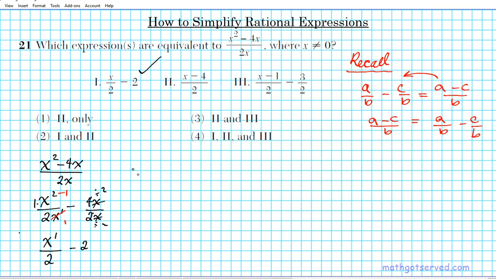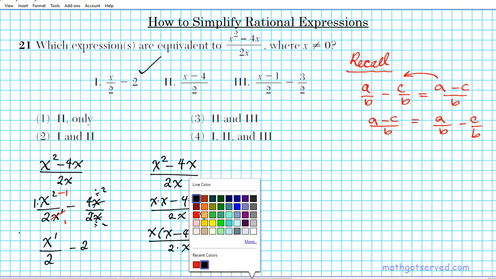Now this was the decomposition and reduction approach. Now let's go ahead and use the factorization and reduction approach. So x squared minus 4x divided by 2x. Now we can factor out the GCF from the numerator. If you look at the numerator, we have x times x minus 4, divided by 2x. You notice that in the numerator, x and x is a common factor. So we can factor that out: x times x minus 4, divided by 2 times x.